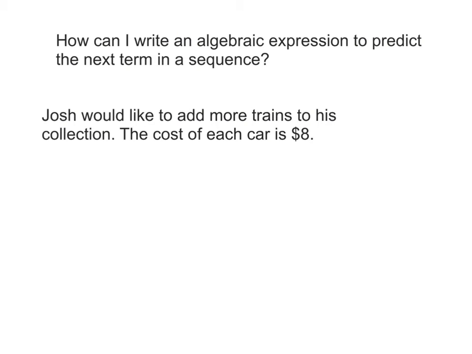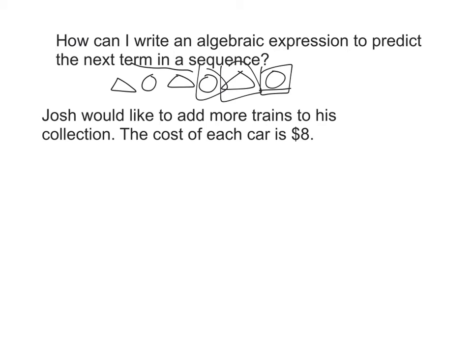In this lesson, we're going to look at how I can write an algebraic expression to predict the next term in a sequence. When you think of a sequence, you're thinking of a series of possibilities. A lot of times your first sequences are like triangle, circle, triangle, circle, triangle. What's the next thing? Oh, it's going to be circle based on the pattern. So these different items would be called your terms, and the sequence itself is the whole list of terms.